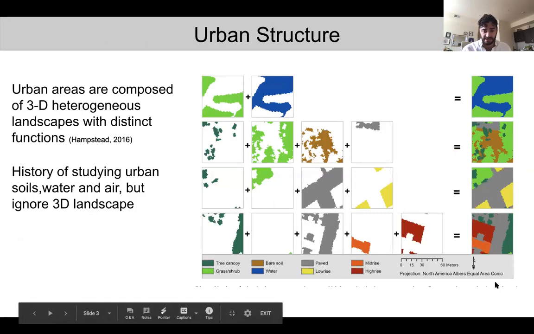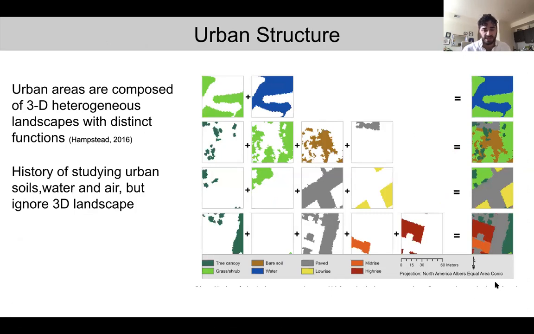So now that we understand that these urban areas are changing, how are they structured? Essentially, they are composed of extremely heterogeneous three-dimensional landscapes, and they can host distinct functions. And we'll talk about that in a little bit more later on. And while there is a history of studying the urban microbiomes of soil, water, and some air, we are ignoring the three-dimensional aspect of it.